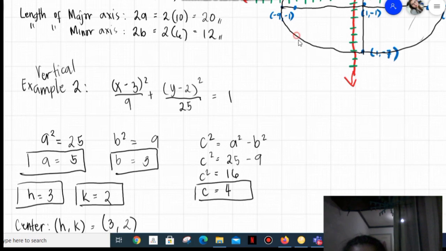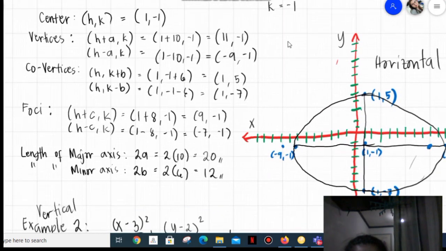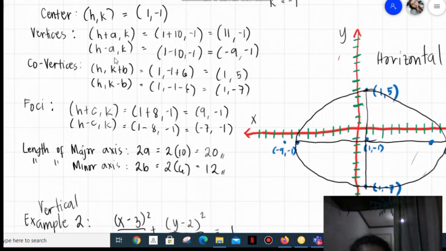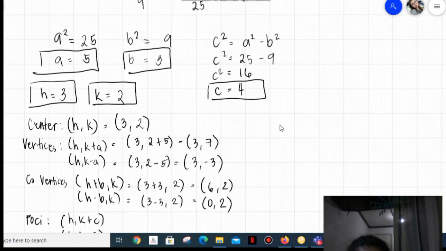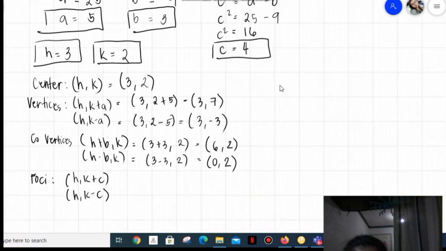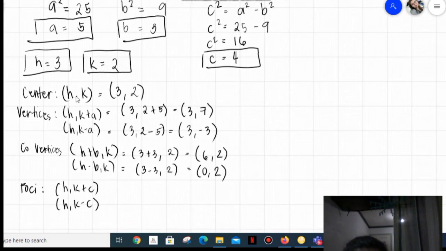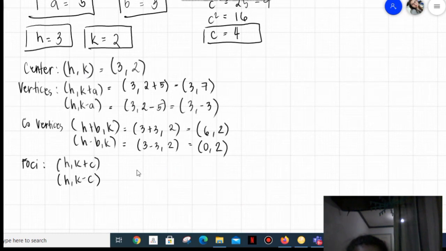Kapag naman horizontal ellipse, so angat natin yung example kanina. Ito yung example number 1 natin. Ito yung formulas niya, class. So, iba rin yung ginagamit niyang formulas. Kaya, take down notes nyo yung formulas na ginagamit natin or yung mga points. So, dito tayo sa example number 2, diba? So, balik tayo sa example number 2. So, ito yung mga formulas na gagamitin. Since si center pareho lang naman, si vertices mag-iiba, pati si foci. Okay? So, foci is H, K plus C, H, K minus C.